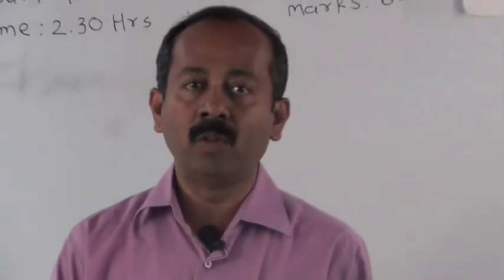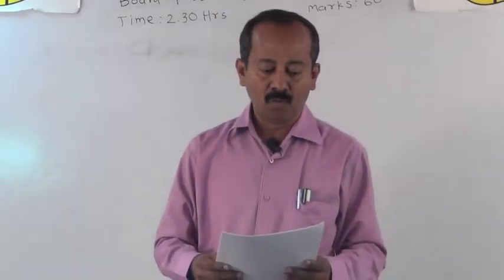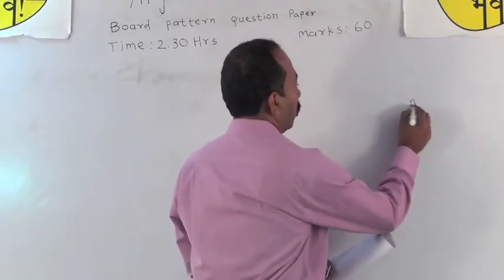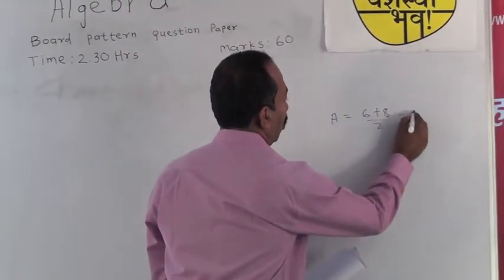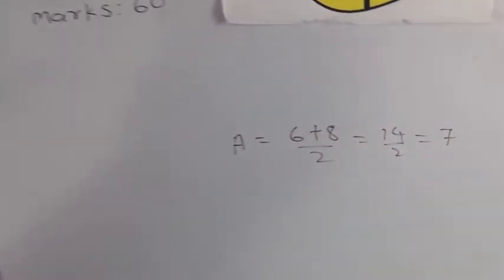In this session, we will discuss board pattern of question papers and how to write the answers of these questions. Question 1. Find the arithmetic mean of 6 and 8. So, A is equal to (6 plus 8) upon 2, 14 upon 2 is equal to 7. So, answer is 7.